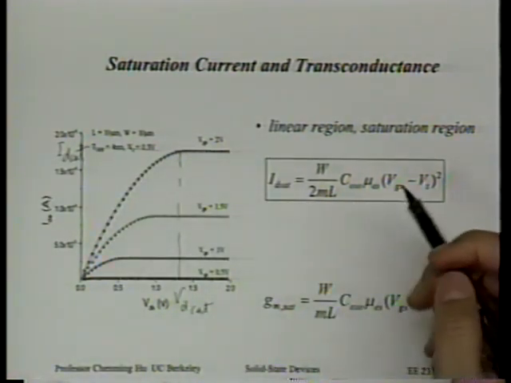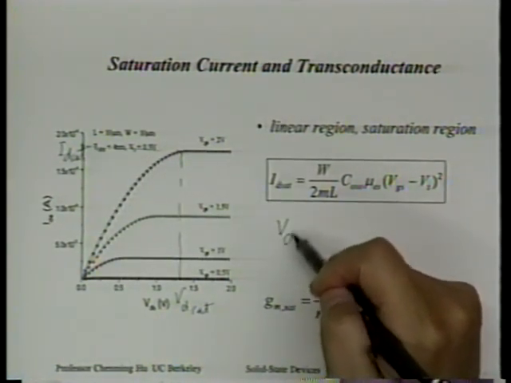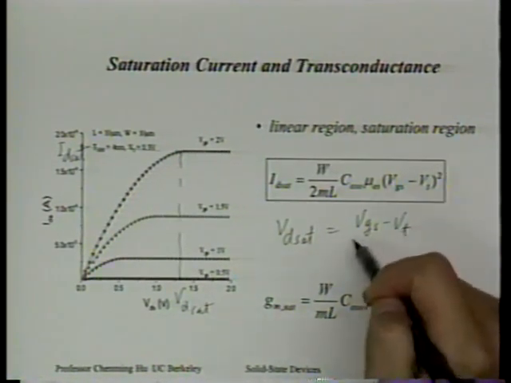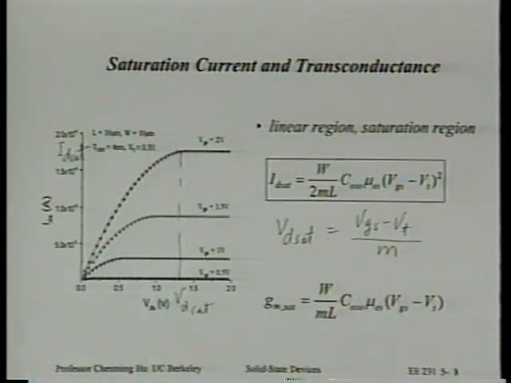VDSat we have already seen before. It's equal to, let me write down one more time, VDSat is equal to (VGS minus VT) divided by m. Is there a question? Yes.